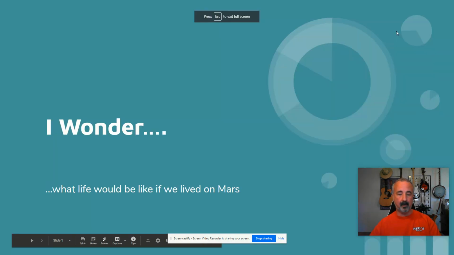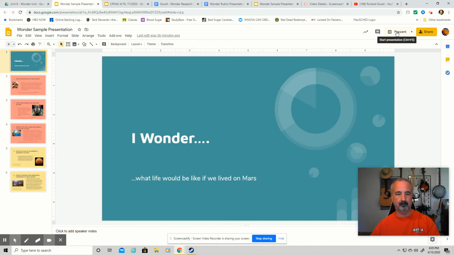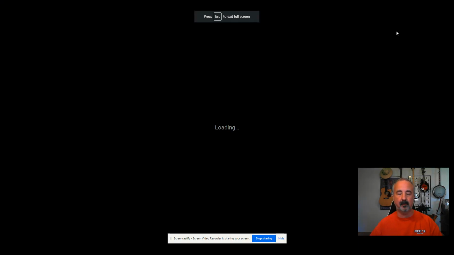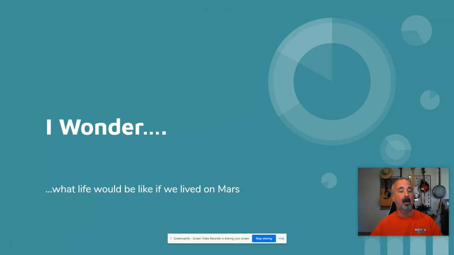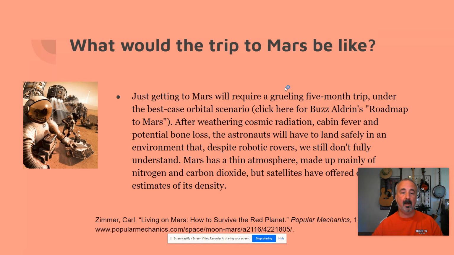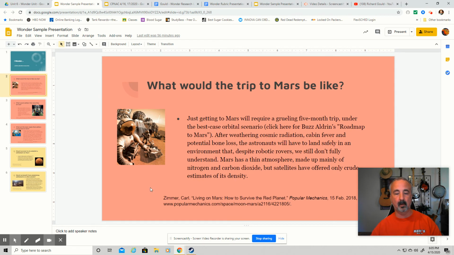And then you start from this screen. Don't start from the editing screen, but the presentation screen. And it's going to count down to 3, 2, 1, and go. And then you can go ahead and start by saying, I wonder what would life be like if we lived on Mars? The first thought I had is, what would the trip to Mars be like? And then I would go into my presentation.